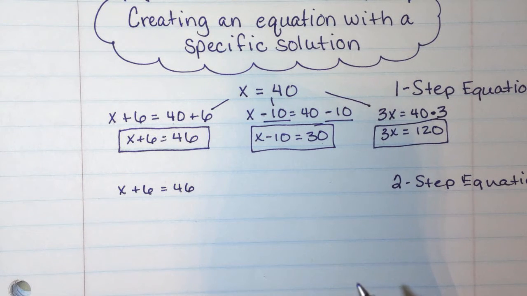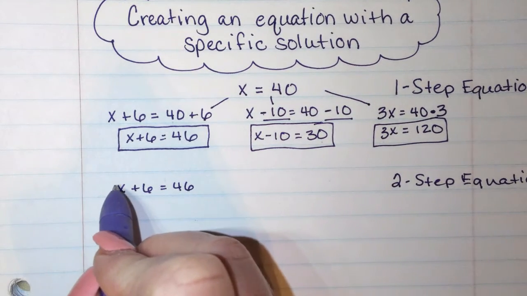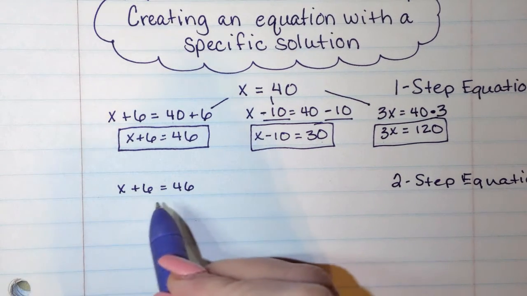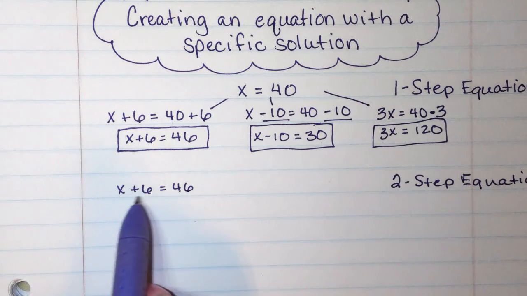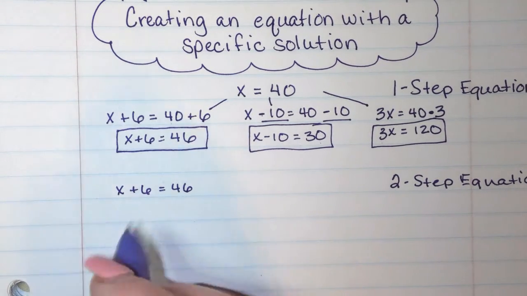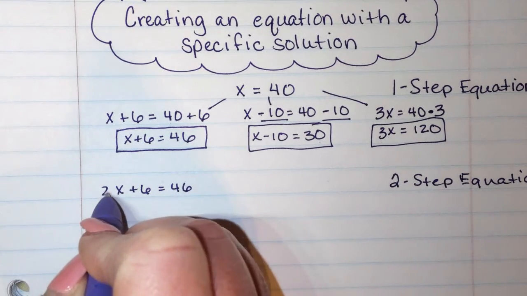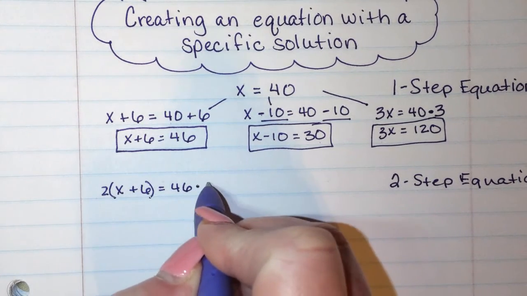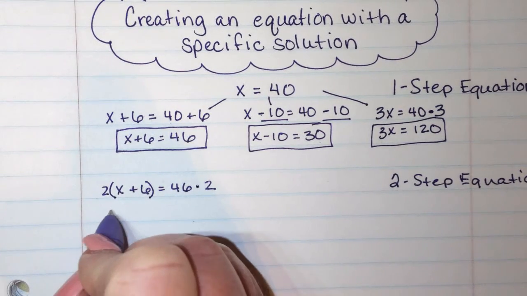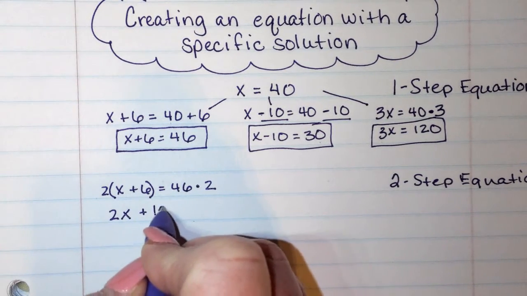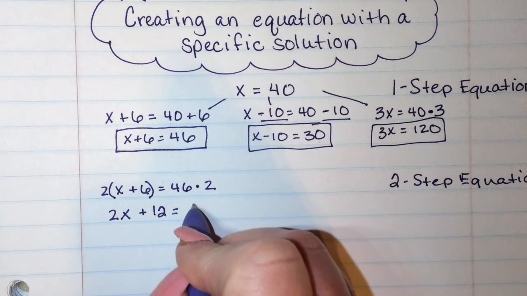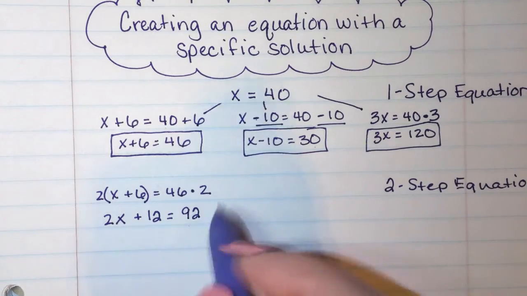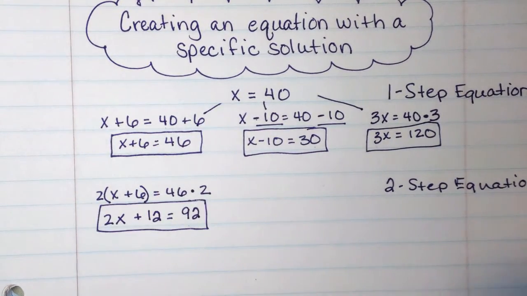Okay? All right, so if I multiply this side by 2, I'm going to have 2x. So I'm going to multiply both sides by 2. Now, when I multiply both sides by 2, it's actually a distributive property problem. So I've got to do both the x times 2 and the 6 times 2. And then 46 times 2 would be 92. There is my two-step equation.